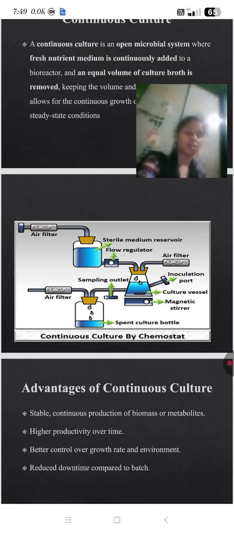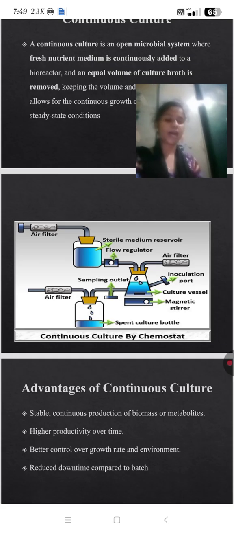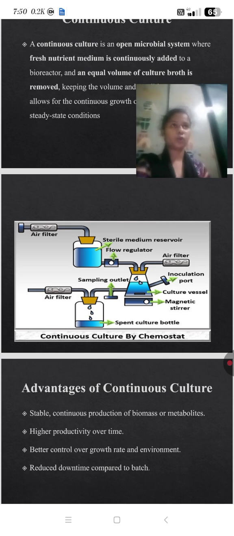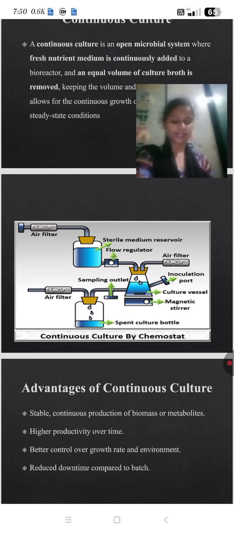The system: batch. In batch, there is no additional feed after start in the input stage, no removal in the output stage, and the volume is constant. Fed batch: in the input stage, fresh medium is added gradually. In the output stage, there is no removal, and the volume increases continuously.